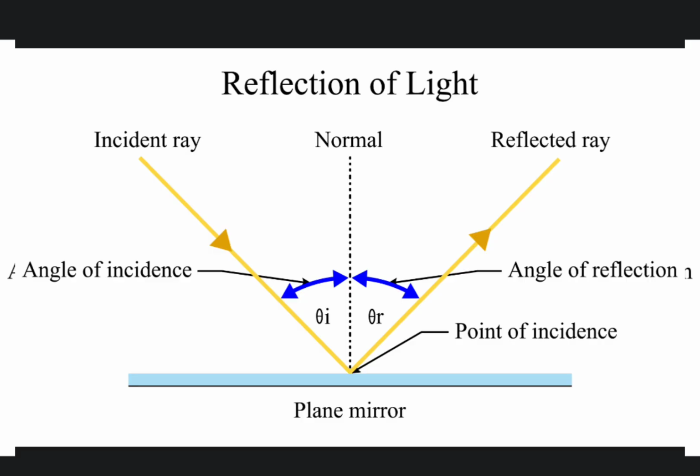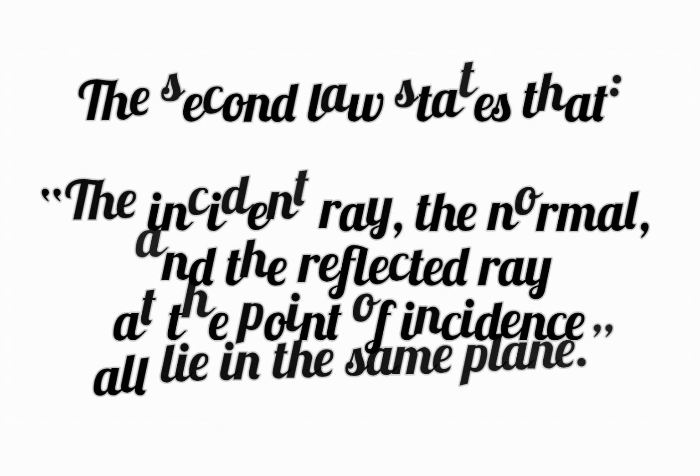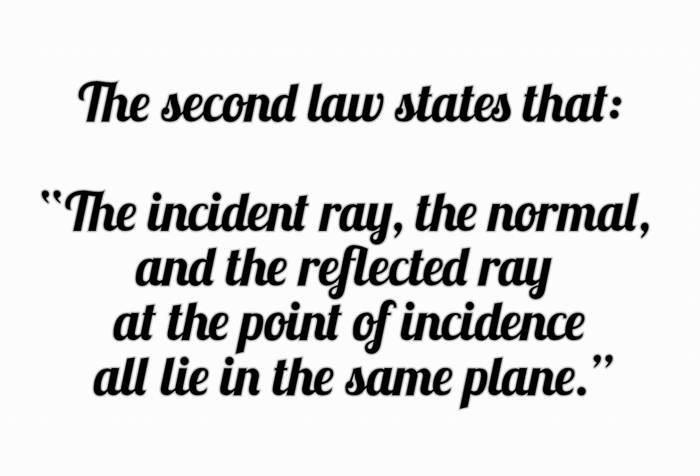So according to the laws of reflection, the first law of reflection says the angle of incidence is always equal to the angle of reflection. Okay, let us see the second law of reflection. The second law of reflection says that the incident ray, the normal, and the reflected ray at the point of incidence all lie on the same plane.